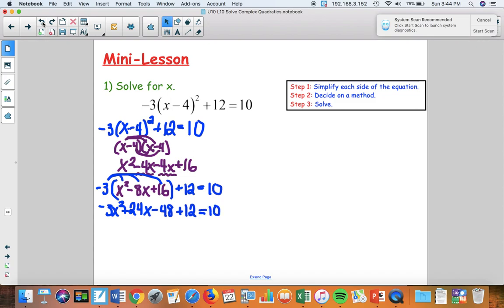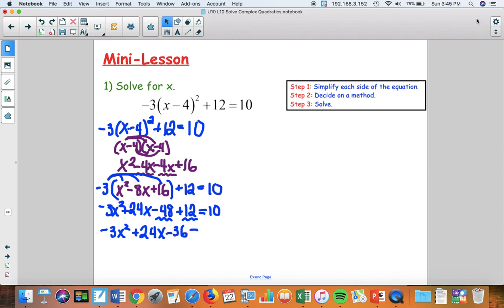So now we have to combine like terms again, negative 48 and a positive 12. So this gives us negative 3x squared plus 24x minus 36 equals 10. So now it's very clear that we have a quadratic because we have that x squared there. Now, when you have a quadratic, in order to solve, you have to have everything on one side. That means it has to be equal to 0. To get this equal to 0, we have to subtract the 10 on both sides.